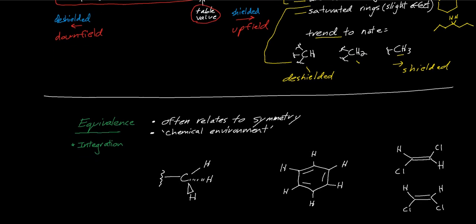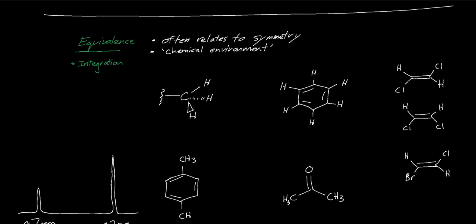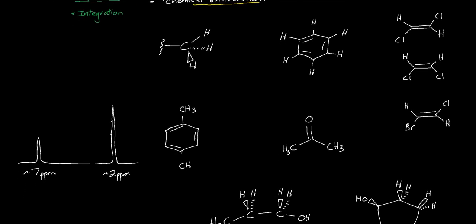The next aspect of interpretation is equivalence, which leads to numbers for integration. Equivalence is often related to symmetry and to this concept of chemical environment. The best way to understand equivalence is to look at some examples.